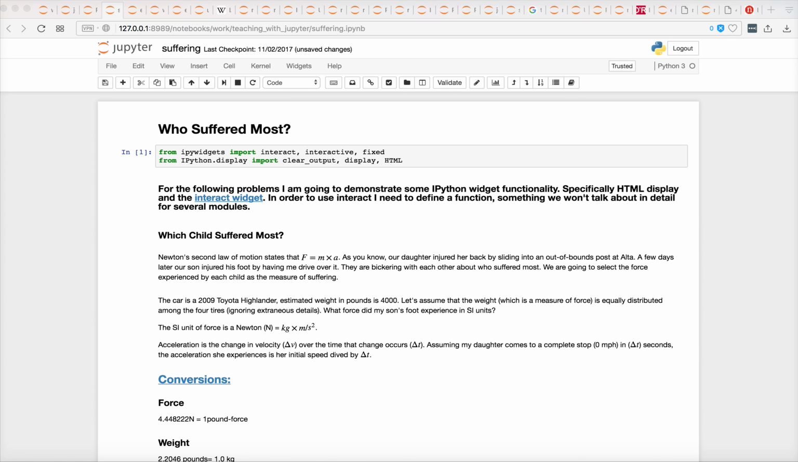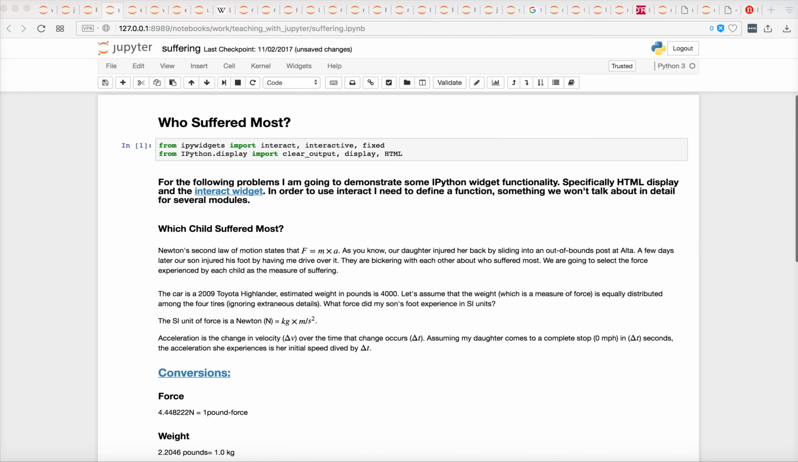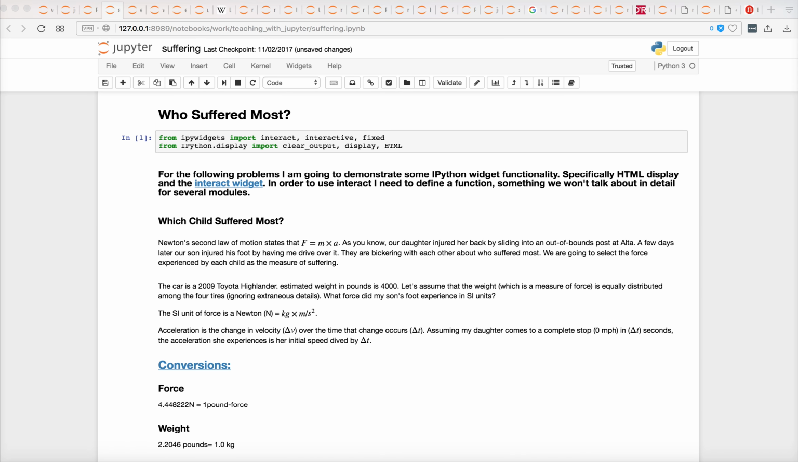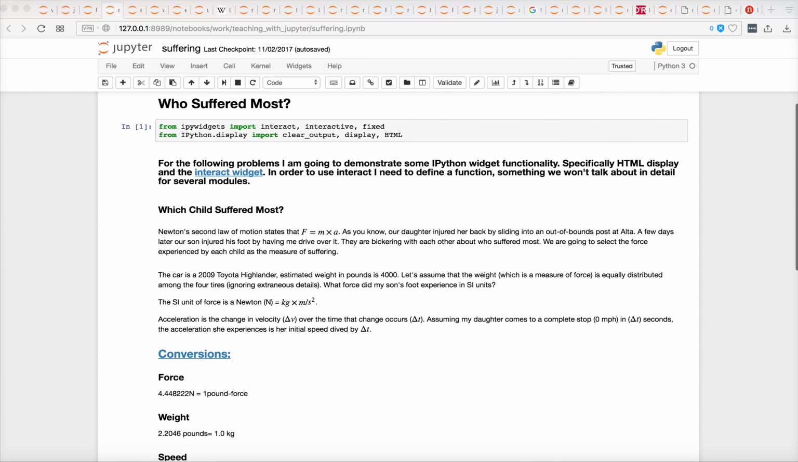So in this notebook, I'm demonstrating some of the interactive widgets that we can create within the IPython notebooks. And this was early in the class. We're just teaching the students to manipulate numbers. And so we're doing some conversions.